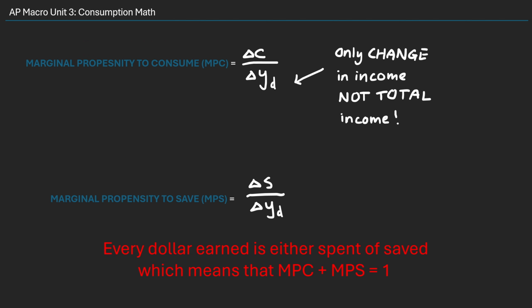Consumption math. Marginal propensity to consume, or MPC, is calculated by your change in consumption divided by your change in disposable income. Only your change in disposable income, not your total income. And your marginal propensity to save, or MPS, is your change in saving divided by your change in income. Every dollar earned is either spent or saved, which means that MPC plus MPS always equals 1.